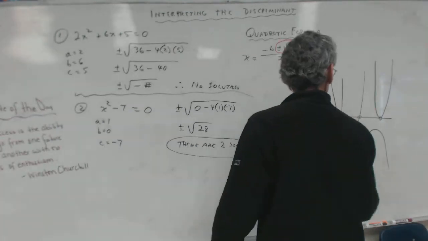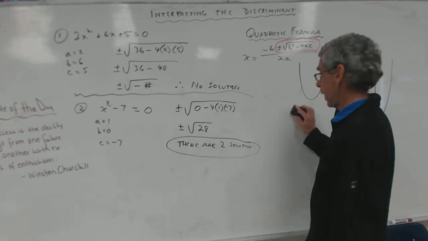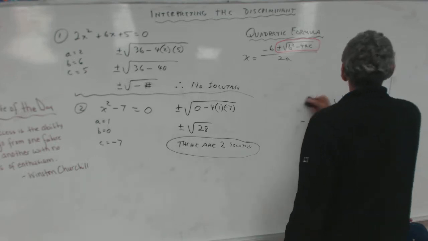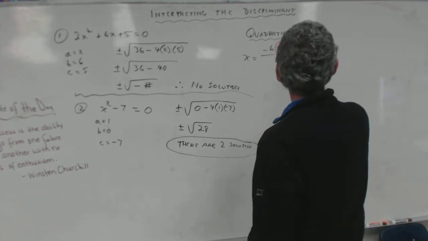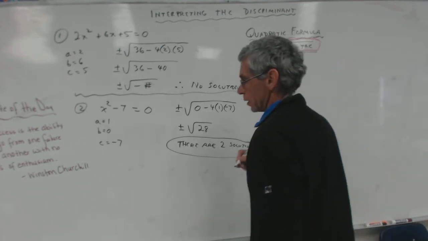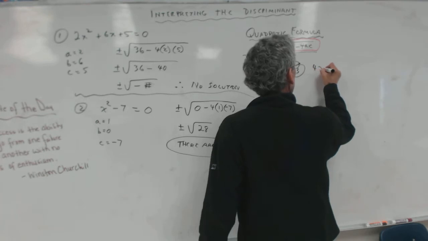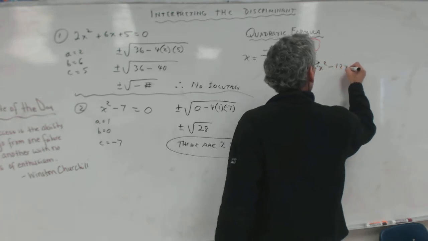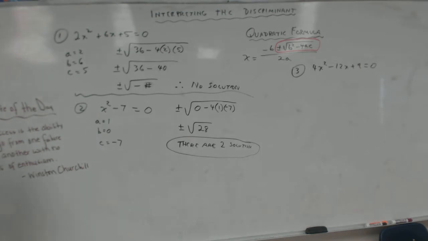And now I'm going to do my number 3, really fast. And if the bell rings, just stay where you are. Okay? We're going to just finish this really fast. 4x squared minus 12x plus 9 equals 0.